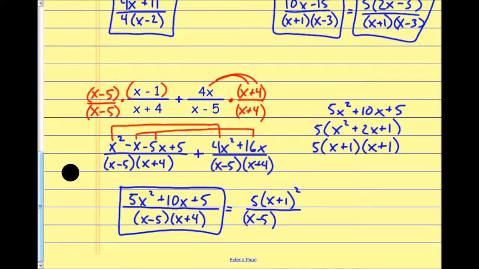Okay? So again, we need common denominators. To do that, we make sure each denominator has all the same stuff, and then we add or subtract the numerators. Denominator stays the same.